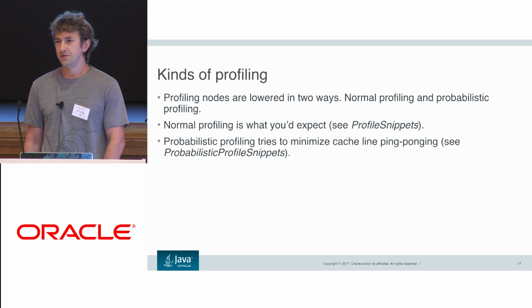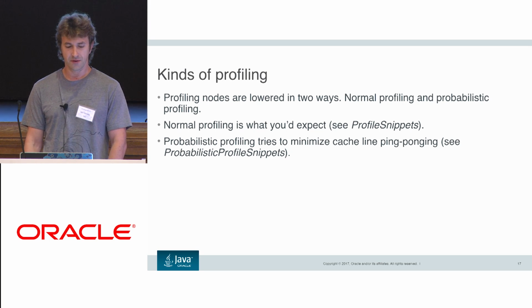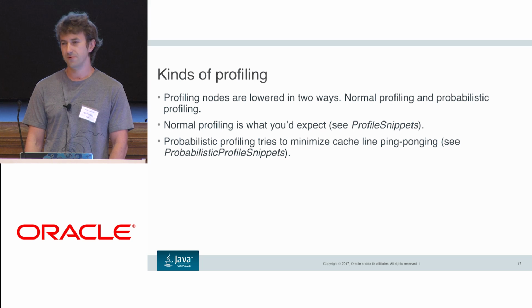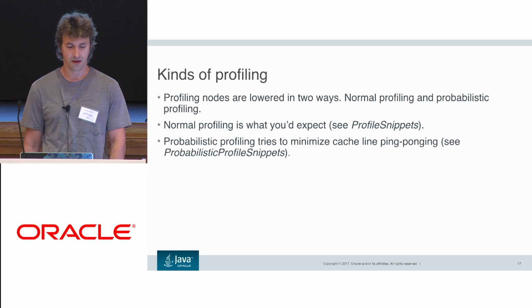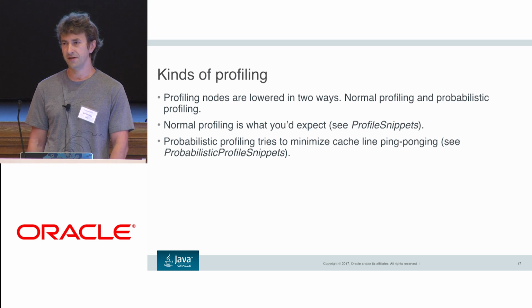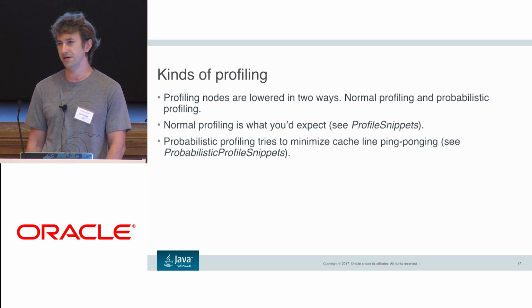There are two styles of profiling that we support. There is the normal way of profiling, which is just what you would expect. It's load the counter, increment, store the counter back, mask it, and if the result of masking is 0, call runtime to maybe invoke JIT compilation. We also introduced another way of doing profiling, which we call probabilistic profiling. It's an experiment that has a goal of minimizing cache line ping-ponging.